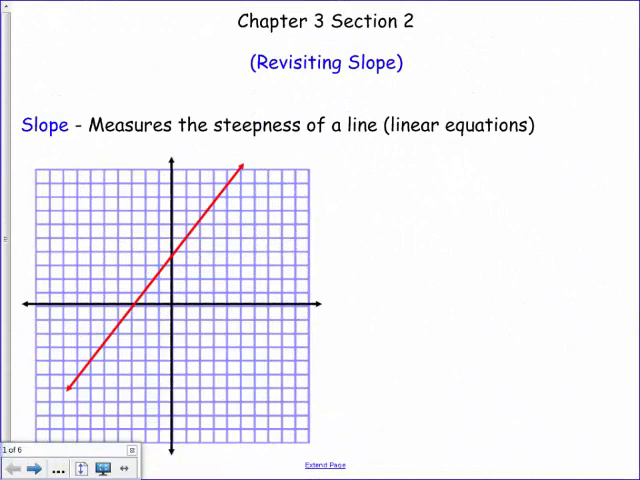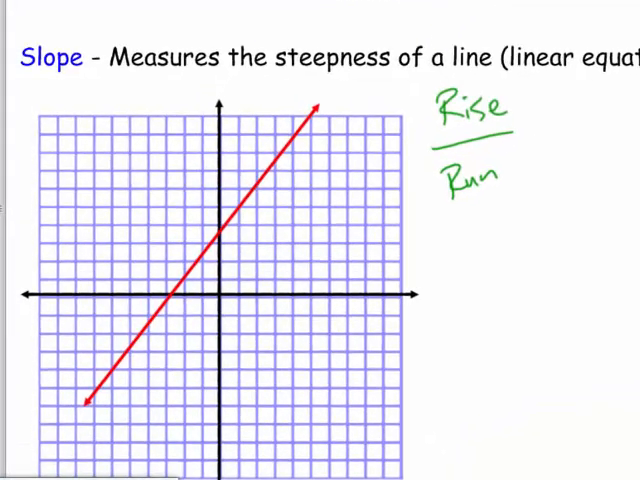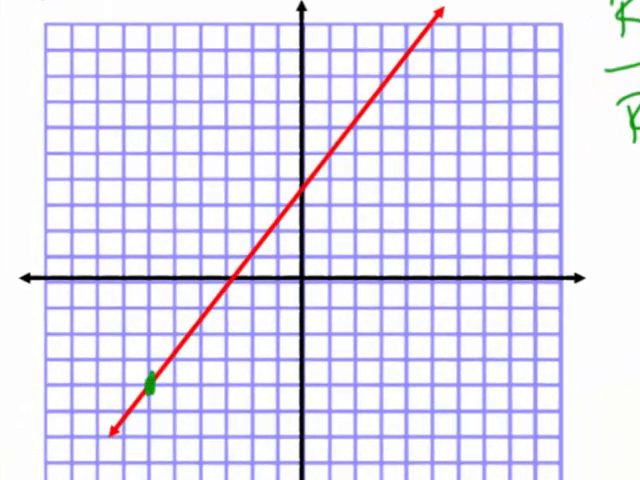We're revisiting slope here, so most of this should be review, but we're going to develop a little bit deeper understanding with our slope and our linear equations here. So first thing, remember, slope measures the steepness of a line. Always remember rise over the run for slope. Find any 2 points on a line, and then we subtract their y's on top and x's on bottom, right?